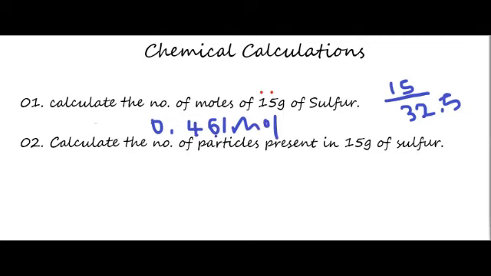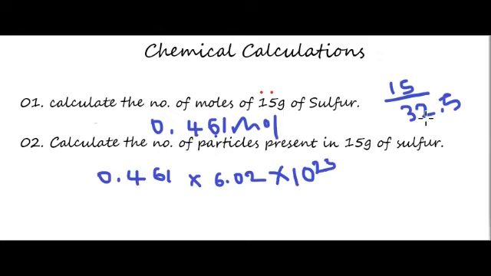Calculate the number of particles in 15 grams of sulfur. In 15 grams of sulfur, that means 0.461 times 6.02 into 10 to the power 23 particles. 0.461 into 6.02 into 10 to the power 23.